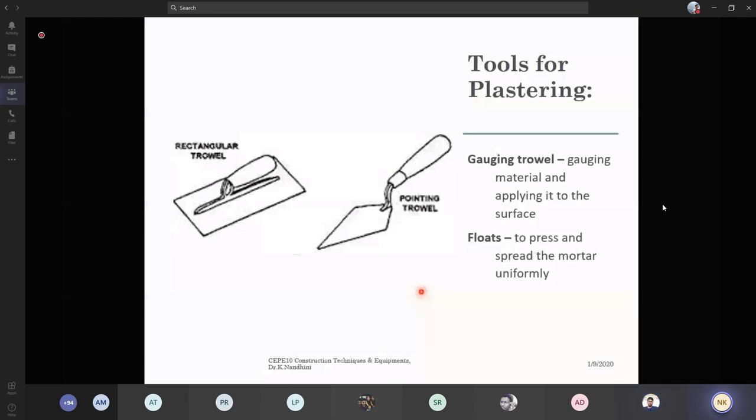Okay, pointing trowel is this. You mix your materials with it. You can take it and just put it over your wall. For that purpose, you use this pointing trowel. Gauging trowel, gauging material and applying it to the surface. You just lift and put it. Floats to press and spread the mortar uniformly. That is for the maximum thing is your rectangular thing. You have to spread the mortar uniformly over your wall. You have to make sure for uniform spread.